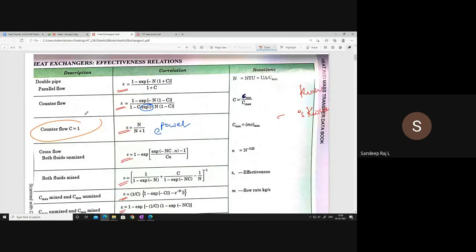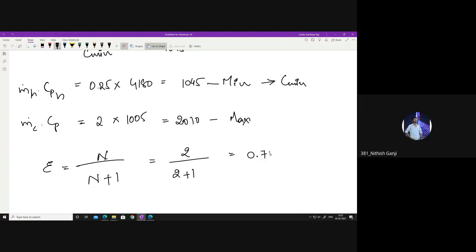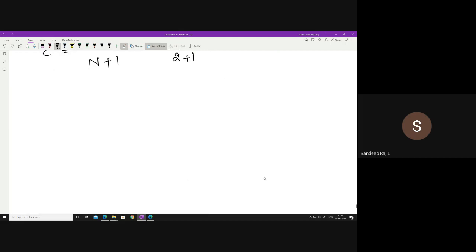సో ఇది వాడాలి మనం. సో counterflow effectiveness is equal to n by n plus 1. అందుకే ఇది ఈజీ అన్నాను. n by n plus 1. So n value is 2 by 2 plus 1, that is 2 by 3. 2 by 3 వేస్తే ఎంత మనకి? 0.67. Yes. 0.67. That is the effectiveness value. So effectiveness value is known to you, and it is asking you to find out the temperatures.